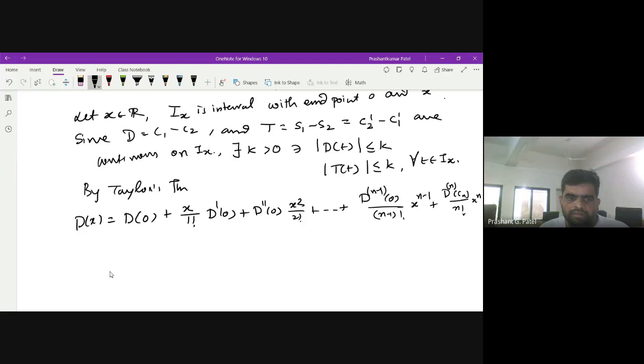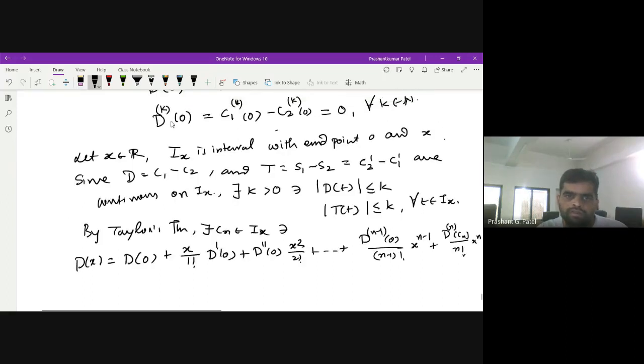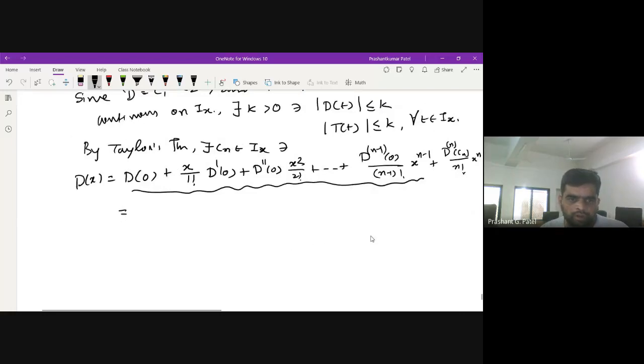So by Taylor's theorem there exists a Cn in Ix such that we have this. But what we have to note here is that all the derivatives at 0 are 0. So all the terms which we have here are 0, and the last term is left. What is the remainder term? That is dn at Cn upon n factorial x power n.